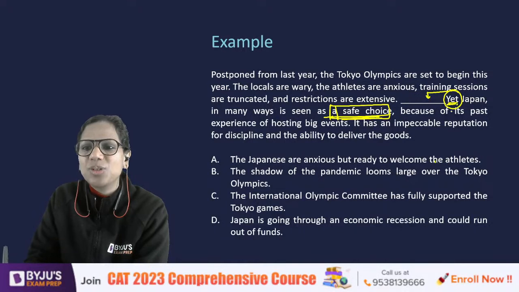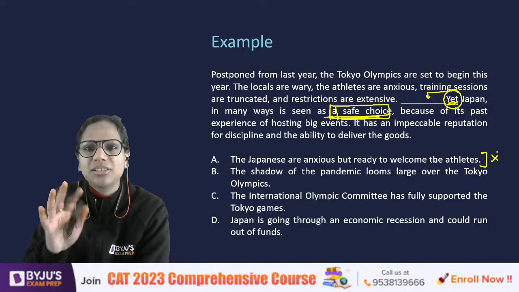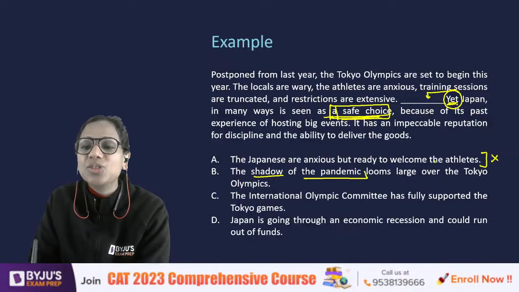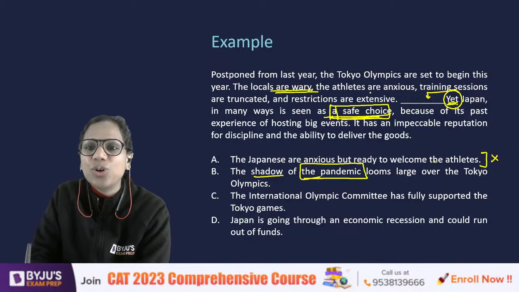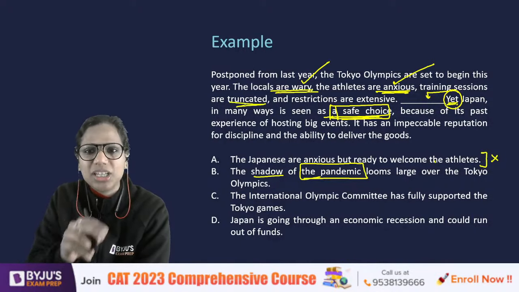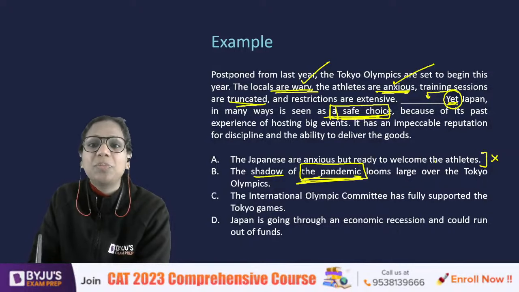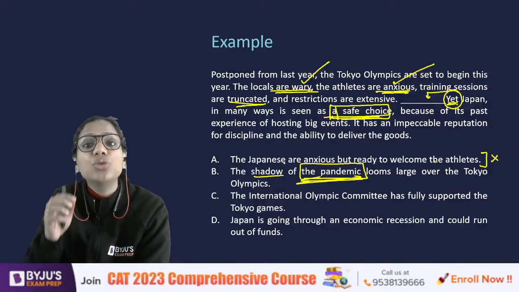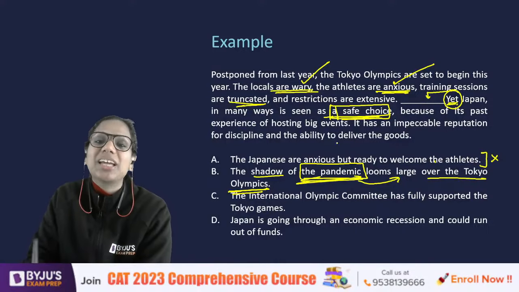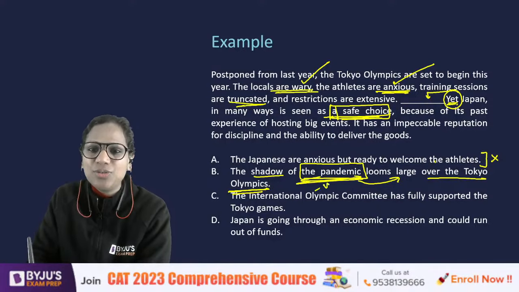So there is no contrast between these two ideas as such, right? We have to talk about something that is related to lack of safety, perhaps. The shadow of the pandemic. So now this tells me why all of this is happening. It's an explanation. Why is it that the locals are wary, the athletes are anxious, training sessions have been cut short, restrictions are extensive? Because of the pandemic. And the shadow of the pandemic still looms large. The threat is not over. Okay, so it looms large over the Tokyo Olympics. The threat is not over, yet Japan in many ways is seen as a safe choice. So negative, positive. B, Bangalore. Good.